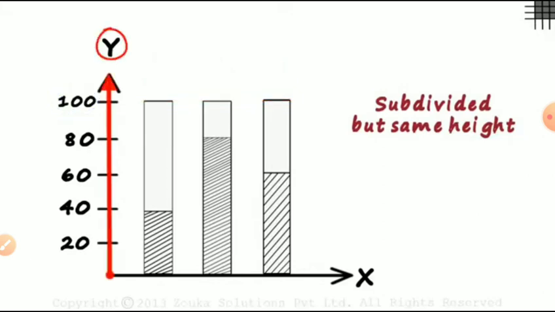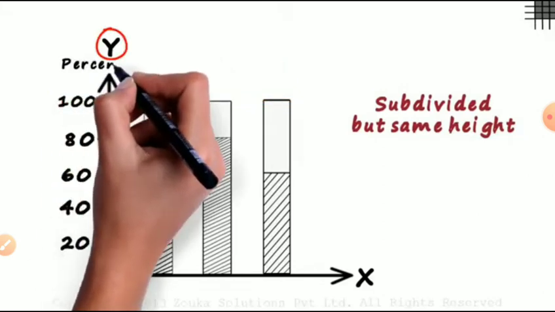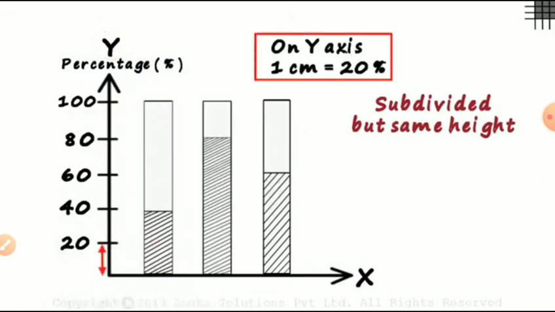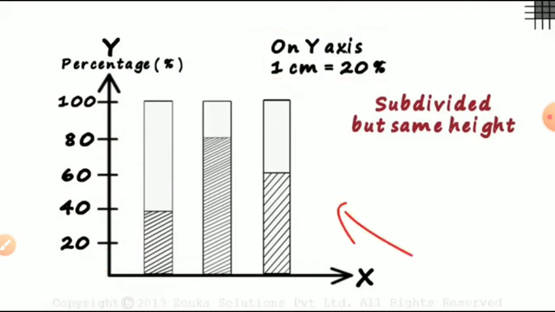What do we have on the y-axis? We have the percentage. So the scale would be something like 1 centimeter equals 20% on the y-axis. How do we read this graph?